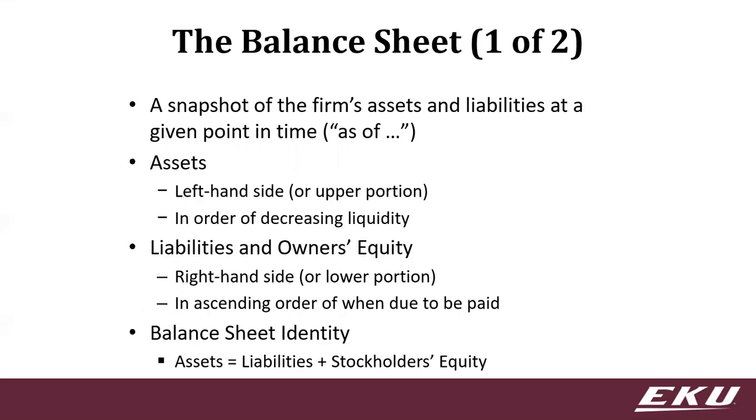So I'm just going to start with talking a little bit about the balance sheet. The balance sheet is, as of this particular date, this is everything that we owned. That's all the assets, and this is all of the stuff that we owe, the liabilities. We start with the most liquid at the top and then work our way down to more illiquid things. But it's called a balance sheet because it balances the assets with the liabilities and the shareholder equity.